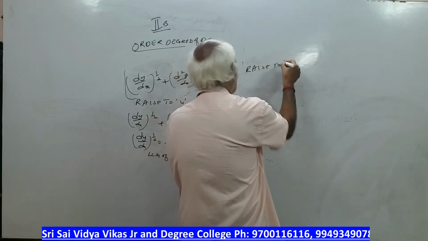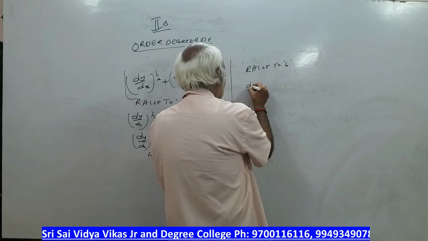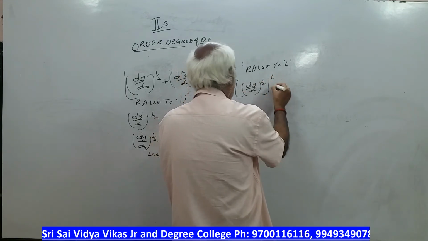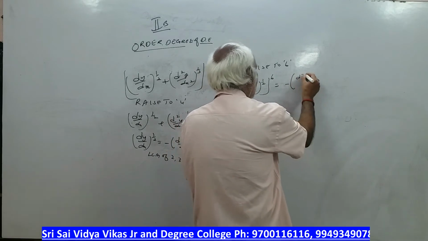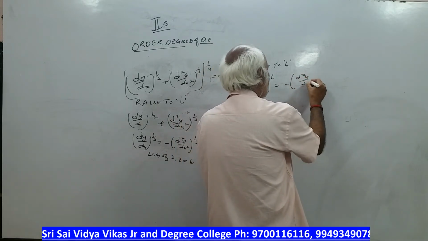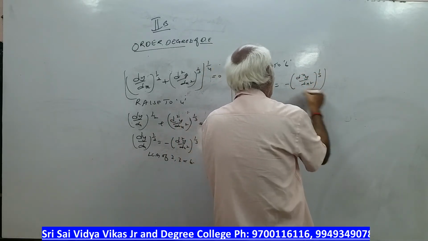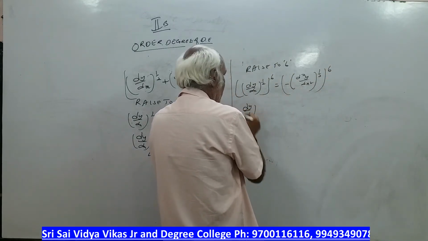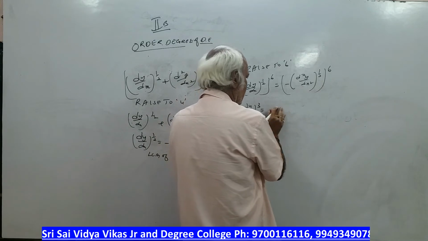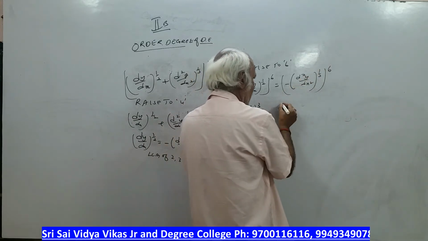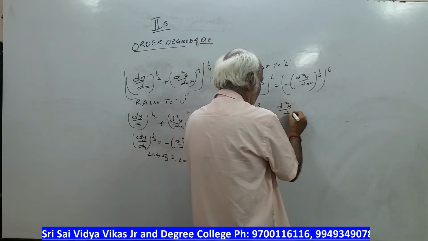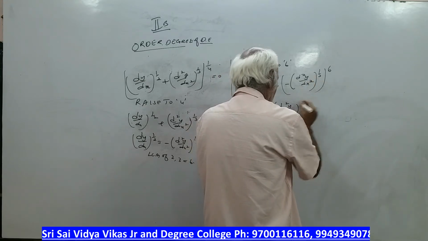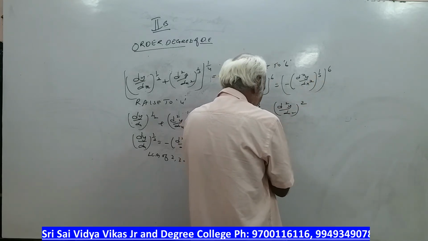What do I mean by raise to 6? (dy/dx) whole raised to 1/2, whole raised to 6, is equal to minus of (d²y/dx²) whole raised to 1/3, whole raised to 6. So this becomes (dy/dx) whole raised to 3. This minus will become positive, because power is 6. So this becomes (d²y/dx²) whole raised to 2. So order is 2, degree is also 2.